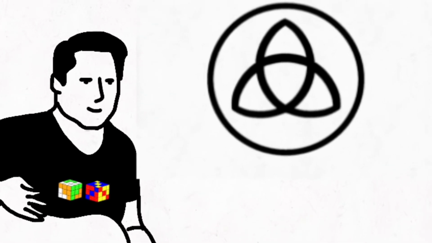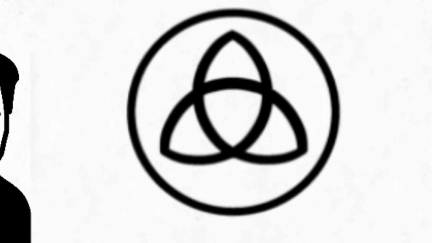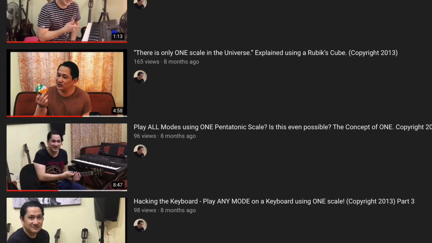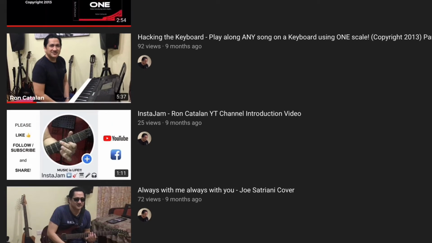This will show how three different scales can exist in one scale. By the way, just to be clear, my tutorials are about music and not religion. I just happened to stumble upon this by accident.